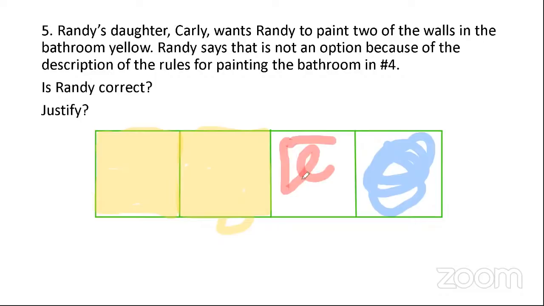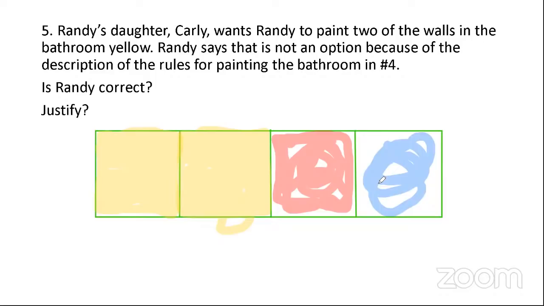Or we could have had these two walls in red. So definitely here, we must disagree with Randy, because he's saying that we cannot paint two of the walls yellow. Here we have proved over and over using two yellow and two blue, two yellow and two red, two yellow, one red, one blue. So we definitely can use that. So we are disagreeing with Randy here.